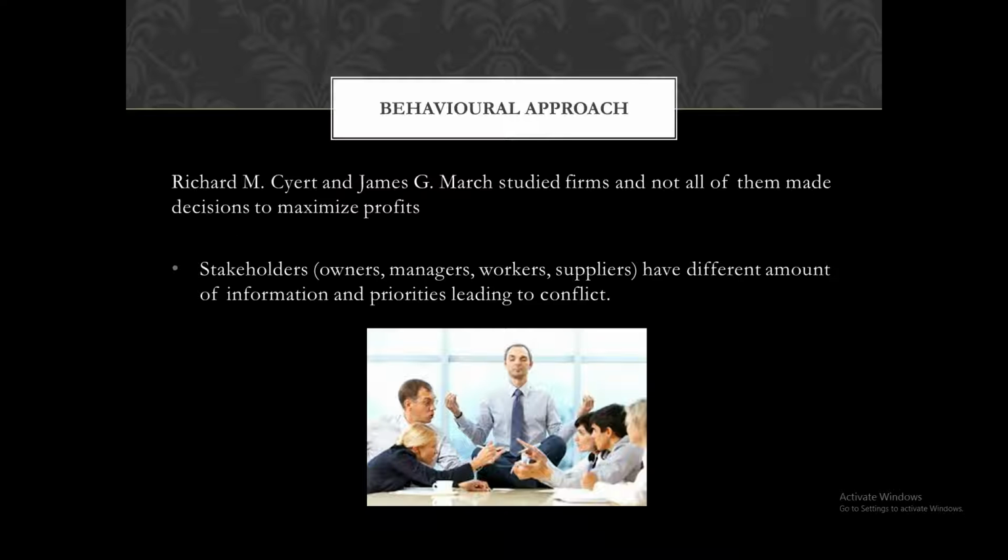Richard M. Cyert and James G. March studied behavioral theory of the firm and understood that not all of them made decisions to maximize profits. So, why is that so? Stakeholders such as owners, managers, workers, and suppliers have different amounts of information and priorities, leading to conflict, as you can see in the picture. The manager is trying to piece out, and the workers are trying to angle for their positions.